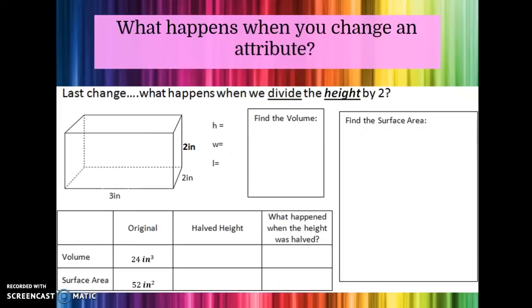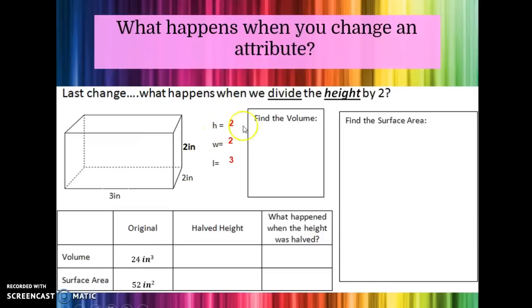So now let's try one last thing. Let's see what happens when we divide the height by 2. So we've gone back to our original figure for the width. We've gone back to our original figure for the length. And now our height is 2 inches. So we fill in those values, because half of 4 is 2. That's how I got 2 inches here.